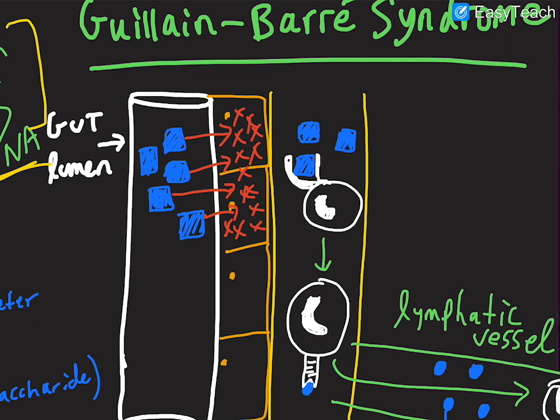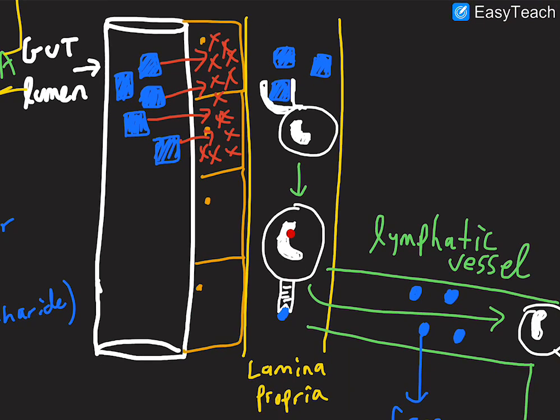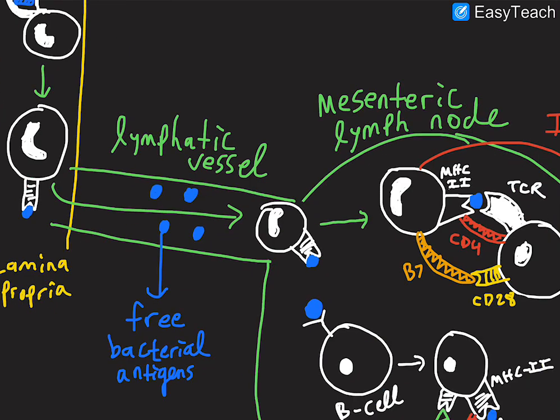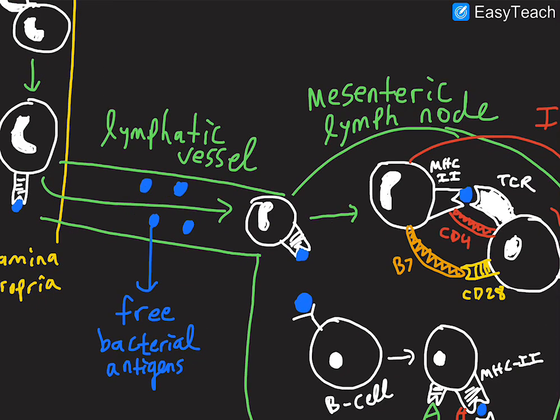So let's say this Campylobacter jejuni encounters a macrophage. Your macrophage phagocytoses the Campylobacter jejuni, breaks it apart, and presents it on MHC2. Then it goes through the lymphatic vessels to a nearby mesenteric lymph node, draining your intestines. Along with that, you also have free bacterial antigens of Campylobacter jejuni that make their way through lymphatic vessels and into your mesenteric lymph node too. Let's keep track of that also.